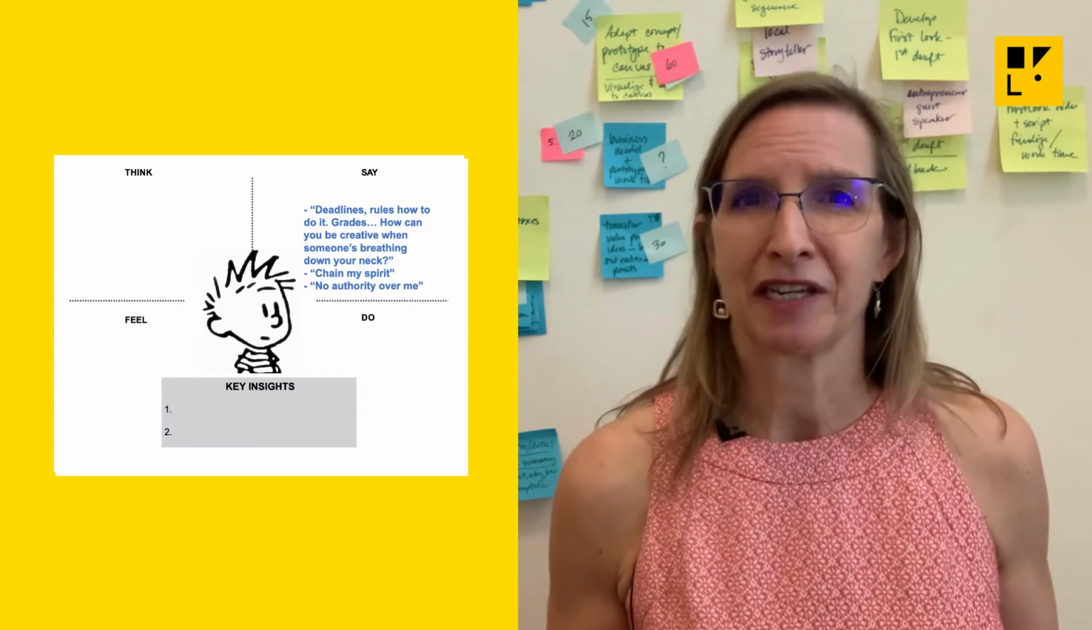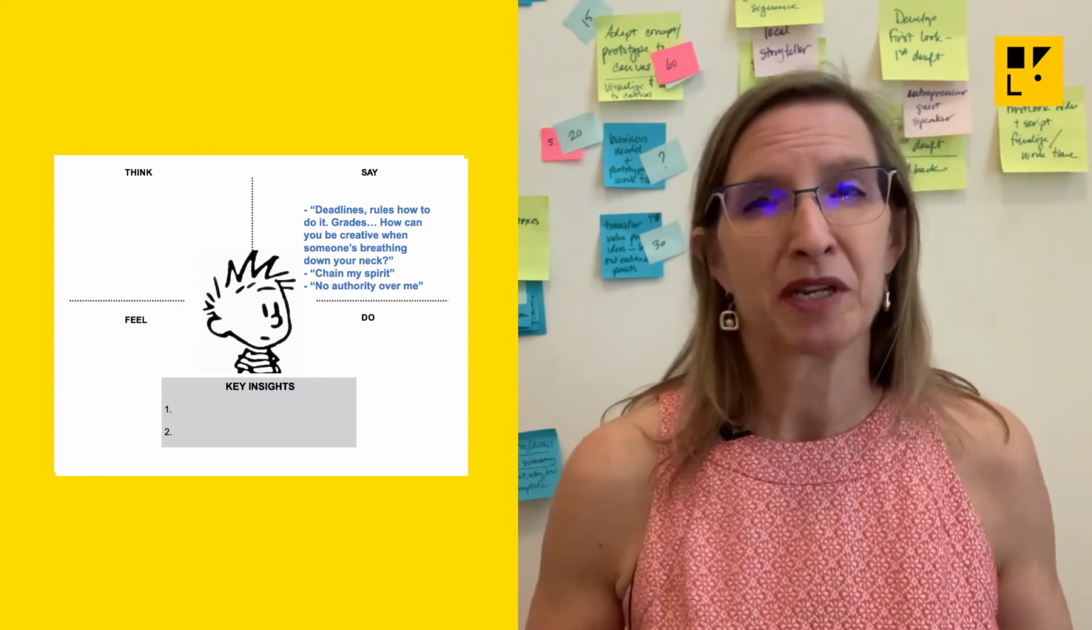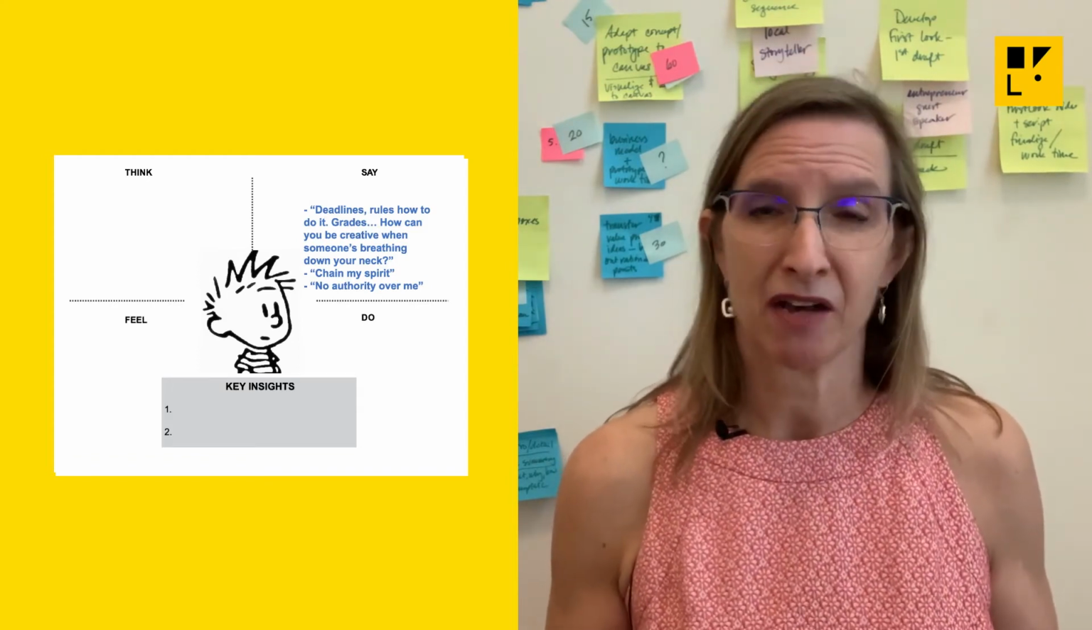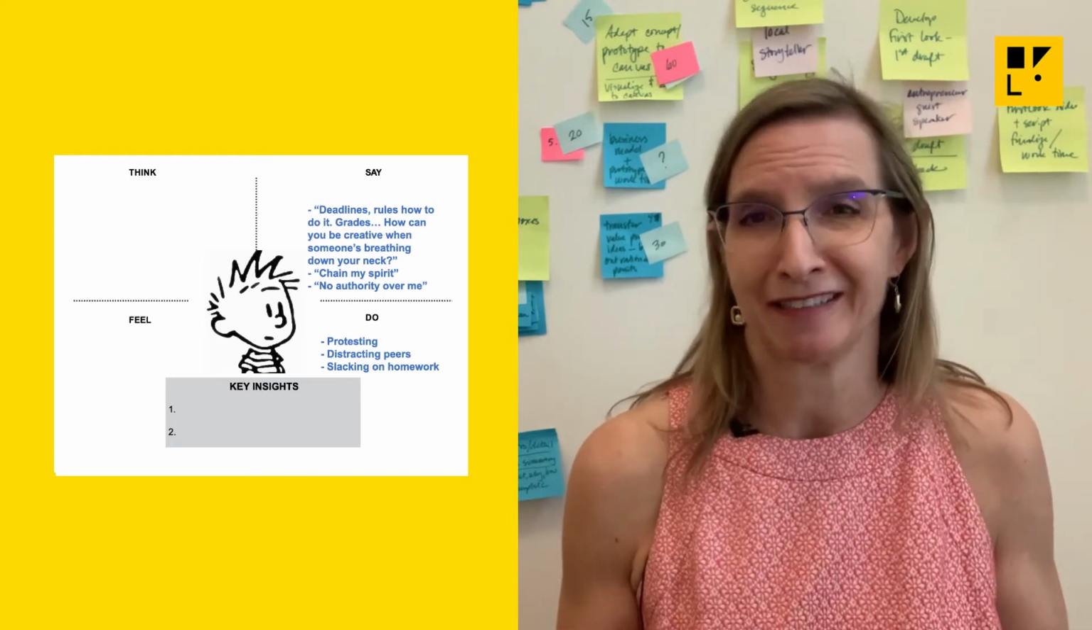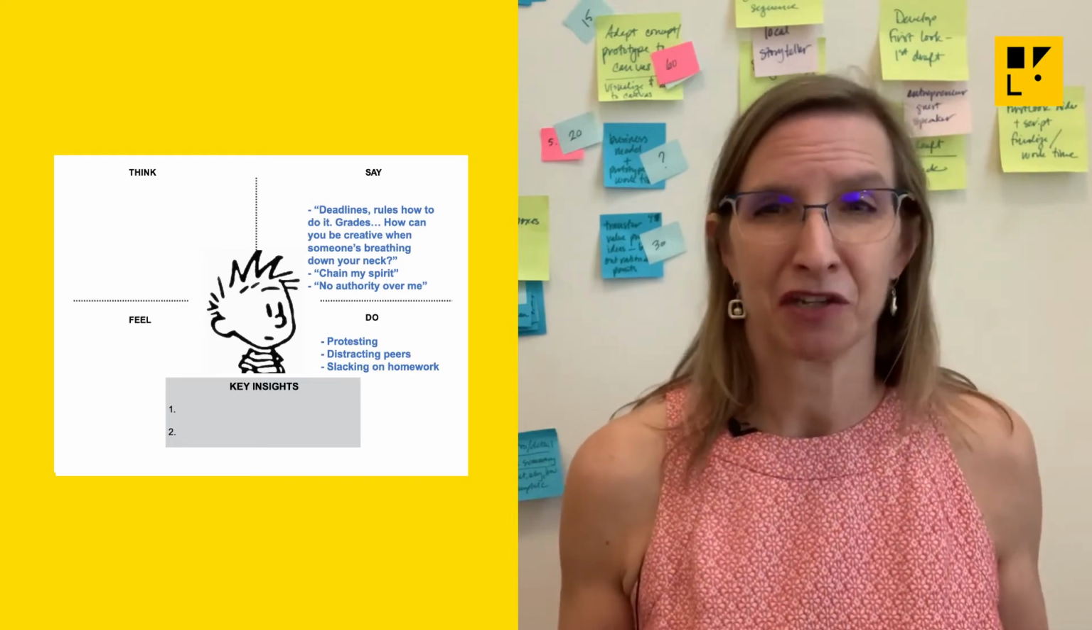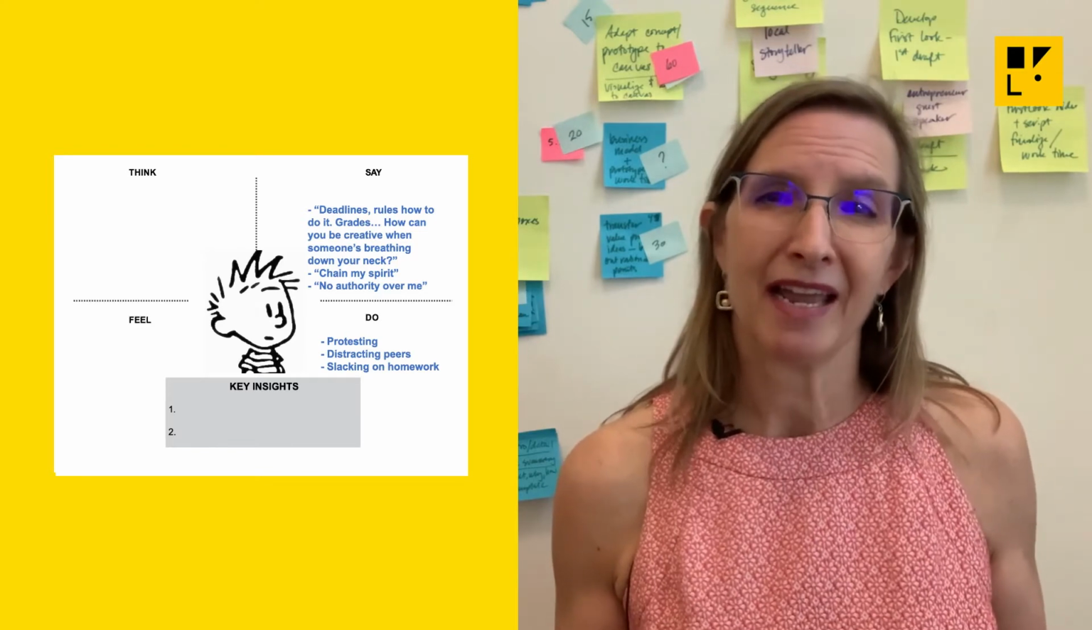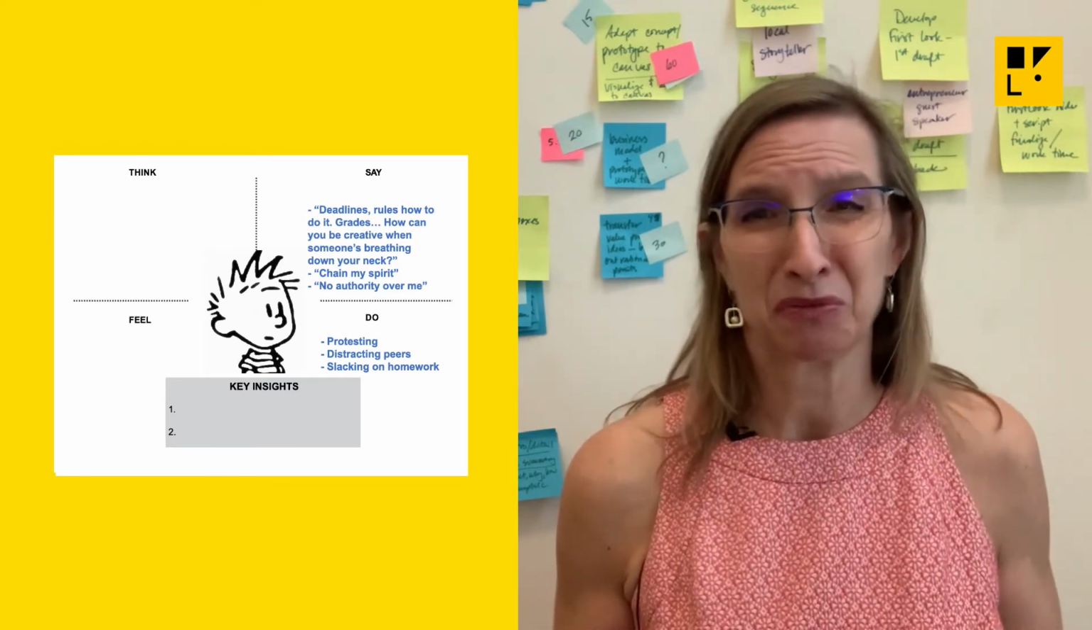Next, we're going to take a look at what he does. What did we observe? Well, we've seen Calvin complaining and protesting. We also see him distracting other people in his class, and he's sort of slacking on his homework. He doesn't really want to do it.